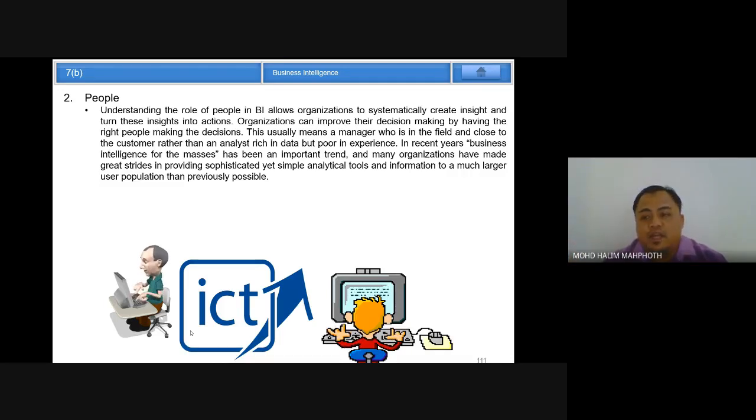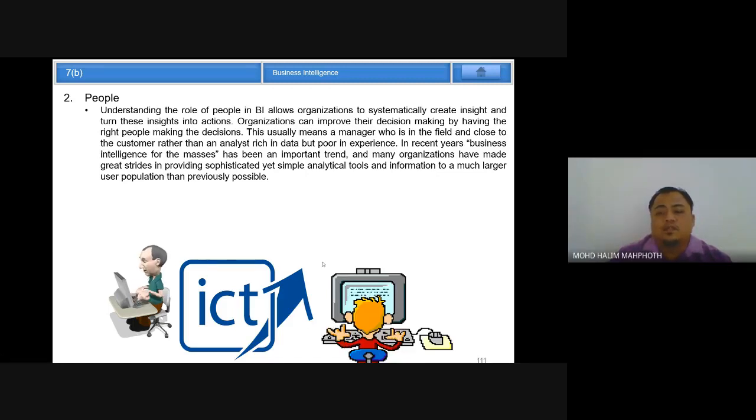If the one who extracts the data only extracts but wrongly sends it to the wrong person, what happens? It actually leads to friction, or a mess, in your business pipeline. So this usually means a manager who is in the field and close to the customer rather than the analyst rich in data but poor in experience.